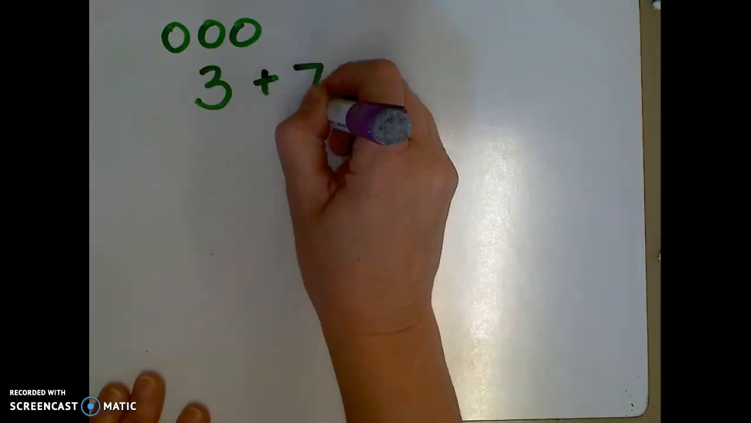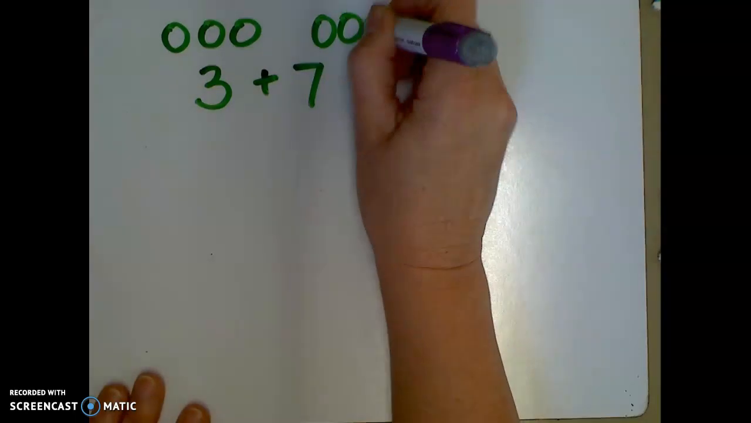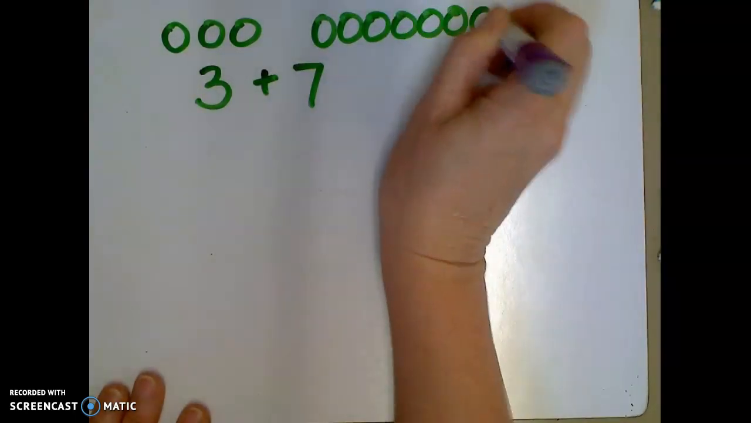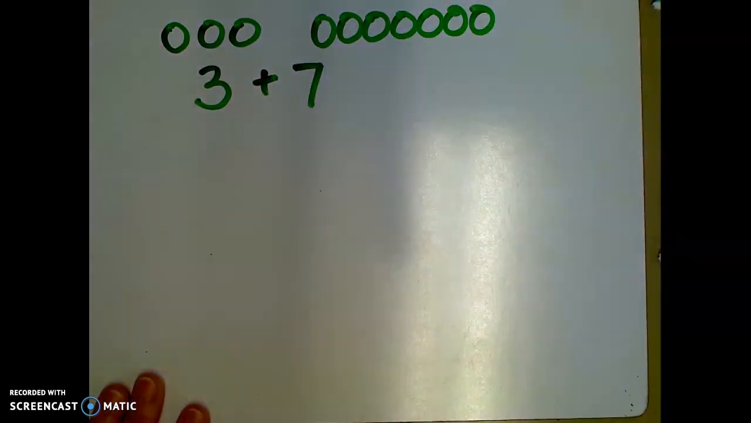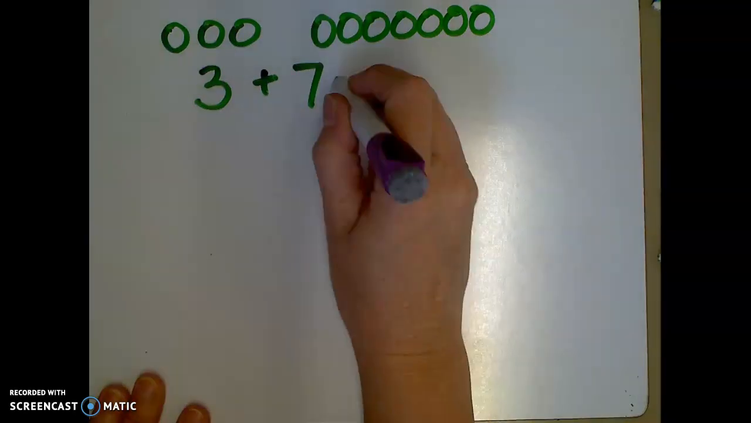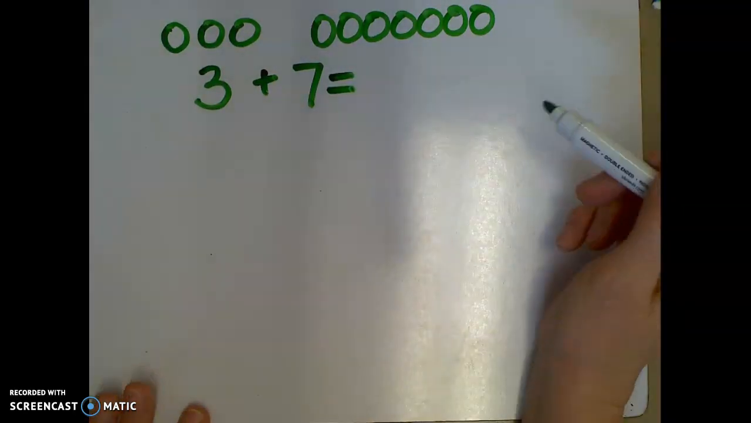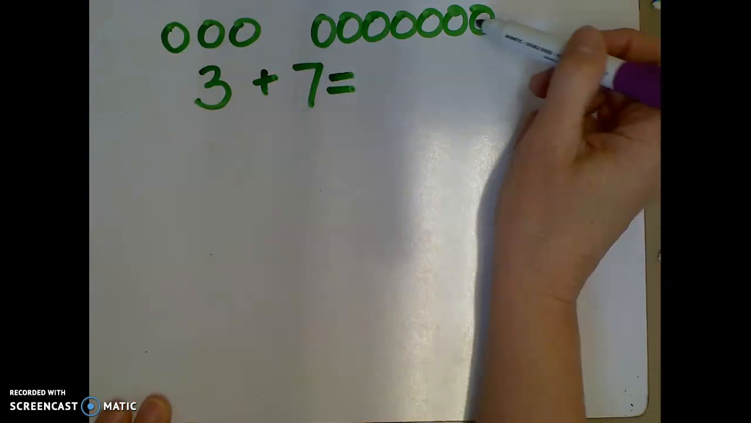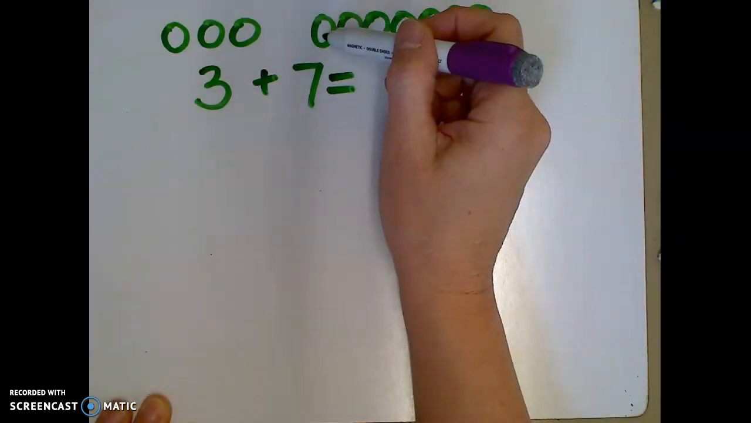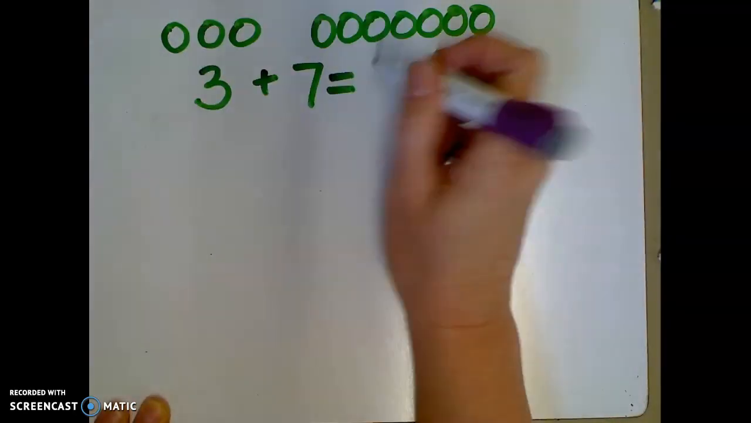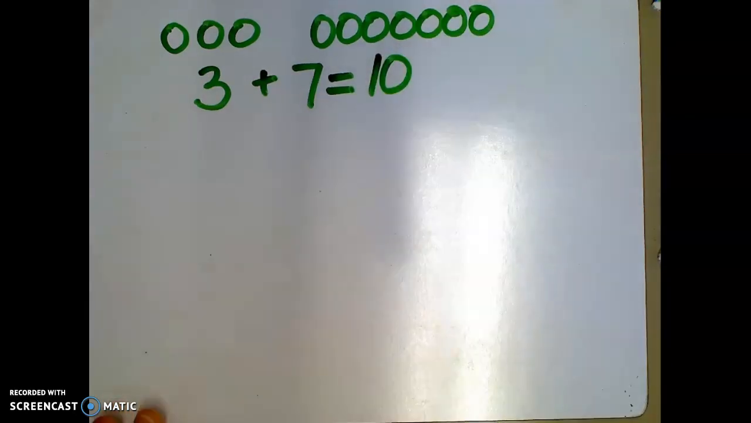Then there were 7 more. 1, 2, 3, 4, 5, 6, 7. Oh, that was so much faster. Yay! Like that strategy. Now, how many birds do I have in all? I know this number 7 because I already drew that. 7, 8, 9, 10. I have 10 birds in all.